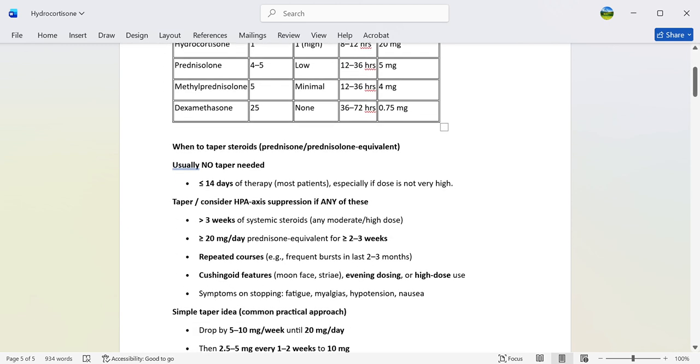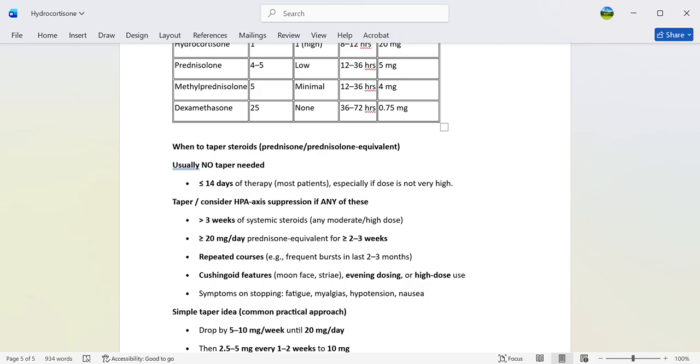Now, we will study some of the precautions we should take while prescribing steroid agents. Number one is the concept of tapering. When you are considering the use of steroid for more than 2 to 3 weeks, then you should consider tapering. And if the use is less than 2 weeks, then usually we do not do tapering.